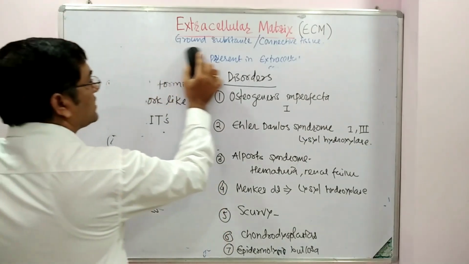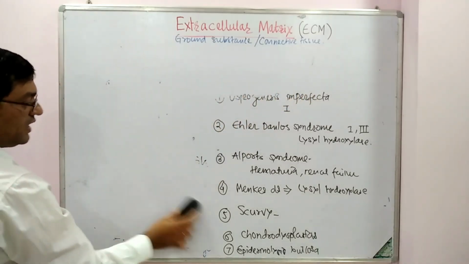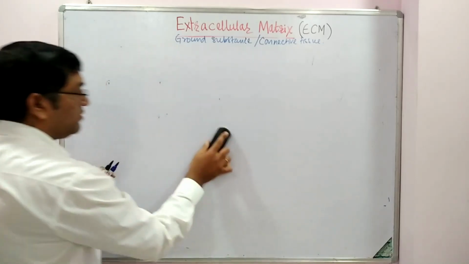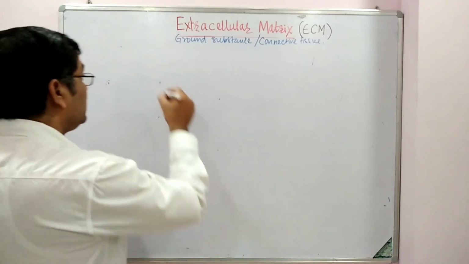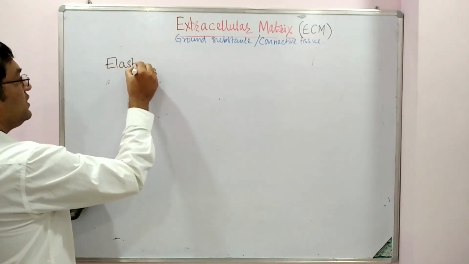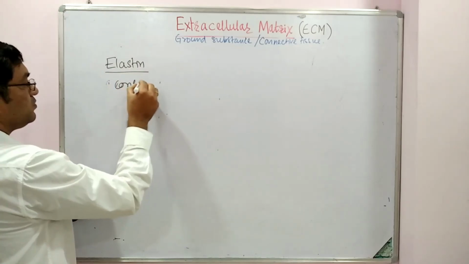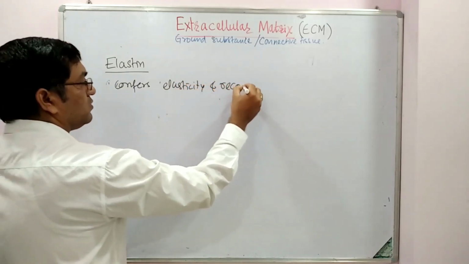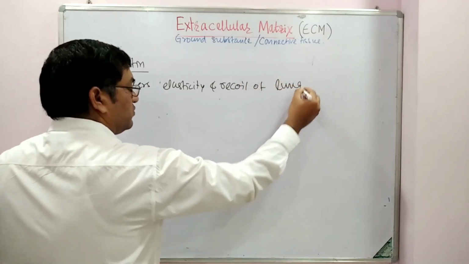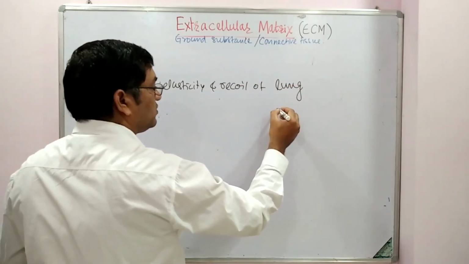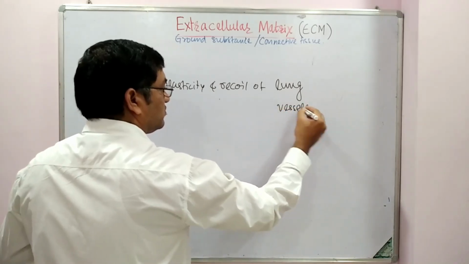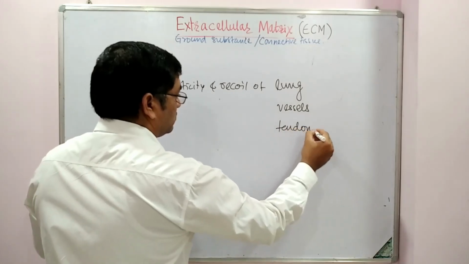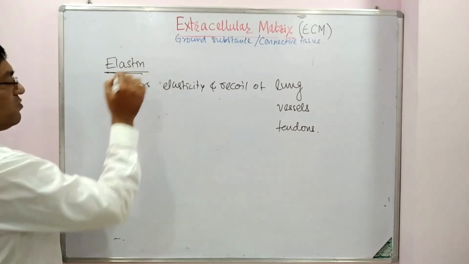Elastin is present in elastic tissues and confers elasticity and recoil of lung, large vessels, for example aorta, and tendons. Elastin is formed from proelastin.